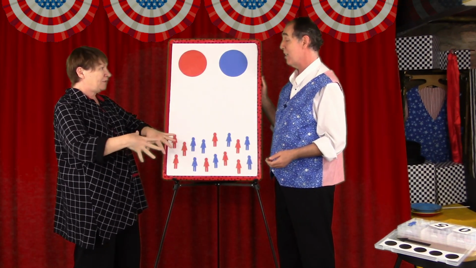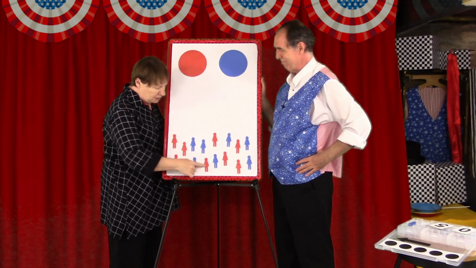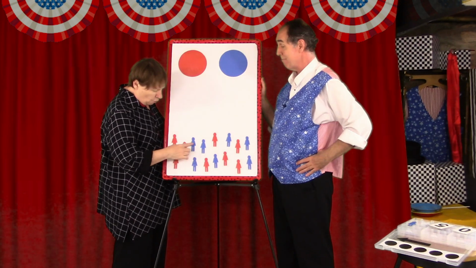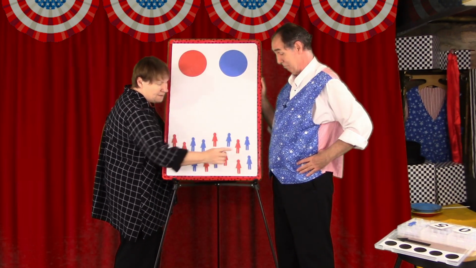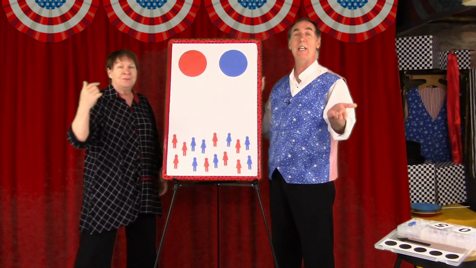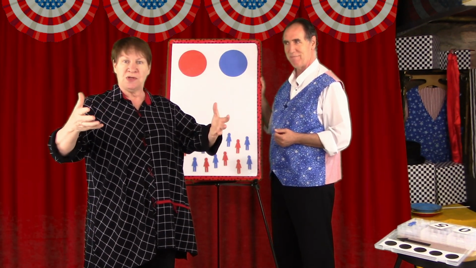Okay, can I count up the votes? Okay, we're going to count the red votes first. 1, 2, 3, 4, 5, 6, 7, 8 voters voted for the red candidate. 1, 2, 3, 4, 5, 6, 7 voters voted for the blue candidate, so the red candidate would win. Red wins 8-7. This is the way we elect our governors, our senators, our representatives, our mayors.